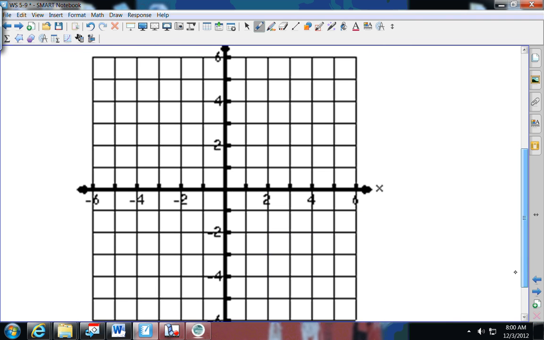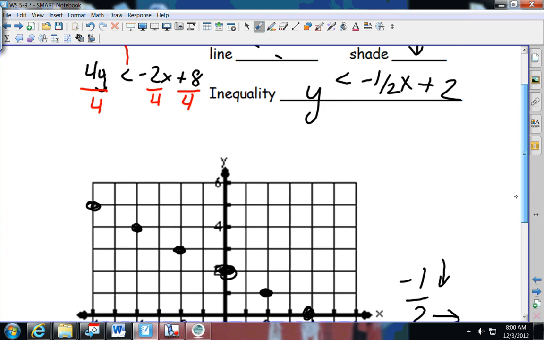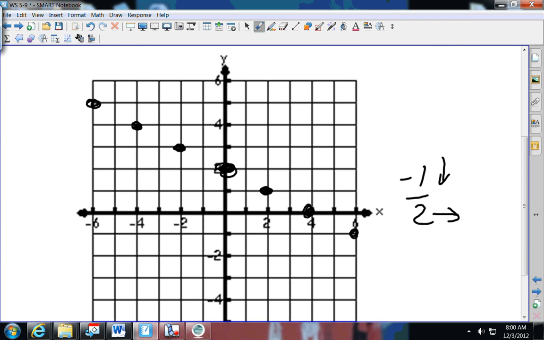So now let's go over here. 0, 2. The slope is negative 1 half. That tells me to go down 1 to the right 2. So I'll start at my y-intercept, down 1 to the right 2 and put a dot. Down 1 to the right 2. Or go backwards, up 1 to the left 2. It is a dashed line, so I can kind of just leave it with the dots, really. You don't have to add in more.